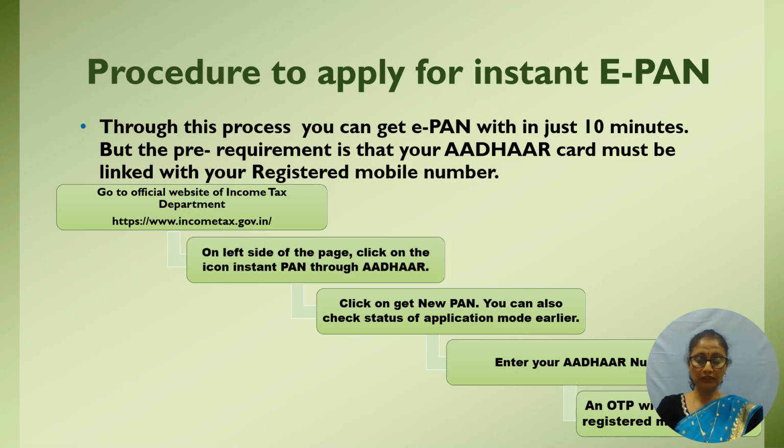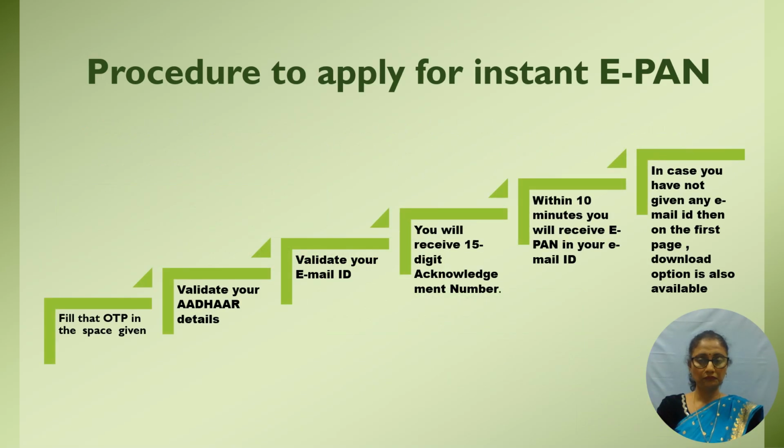Enter your Aadhaar number and an OTP will be sent to your registered mobile number. Fill that OTP in the space given. Validate your Aadhaar details. Then validate your email ID. You will receive a 15-digit acknowledgement number. And within 10 to 20 minutes, you will receive an ePAN in your email ID. In case you have not given your email ID, then first link your email ID, or if you do not have an email ID, then on the first page, a download option is also available.